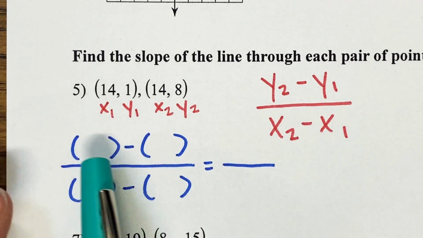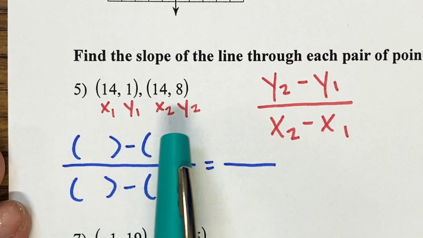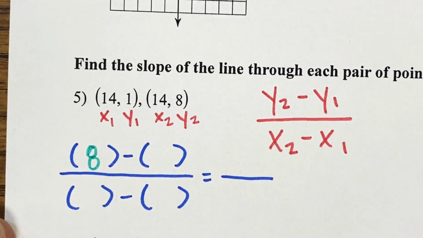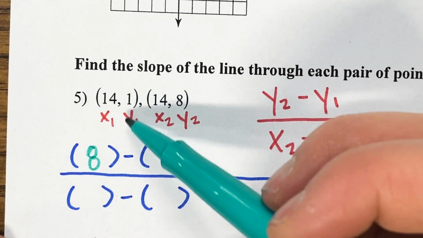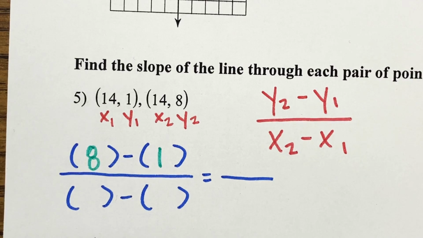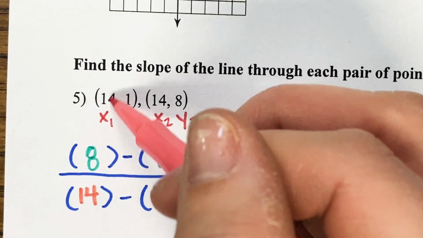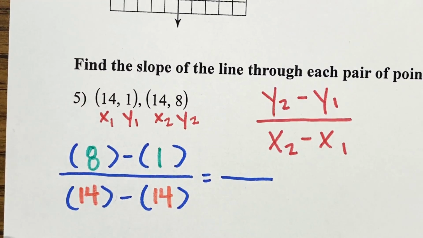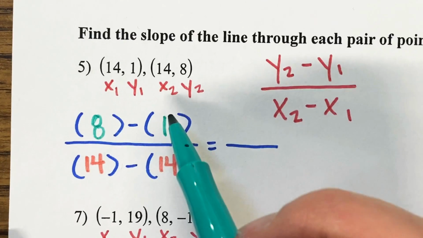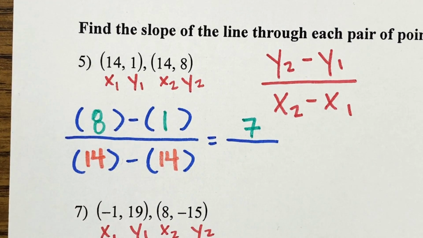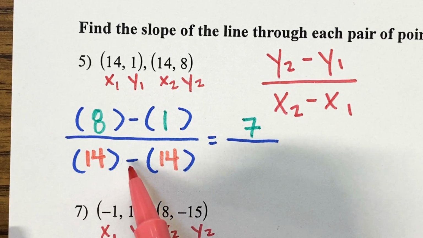Okay, so let's fill in our top one. What number is above y2? Going to be 8. So I'm going to fill in 8 for that spot. And what number is over y1? 1. Okay, let's look at the bottom. x2 is going to be 14 and x1 14. Okay. So now let's just solve. So we have 8 minus 1 is going to be 7 on top. What is 14 minus 14?